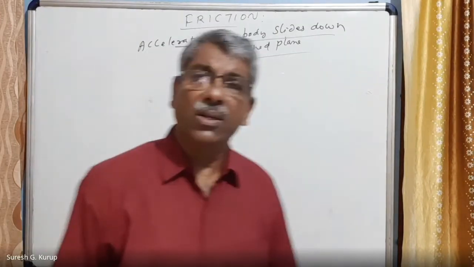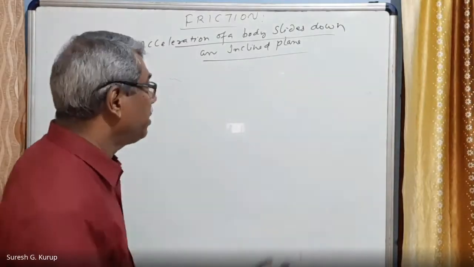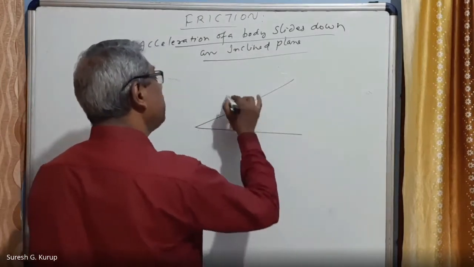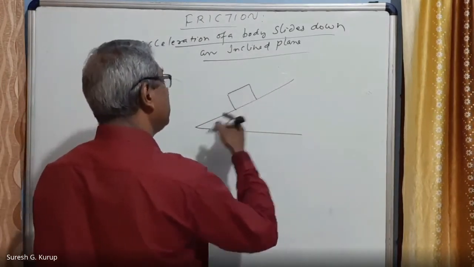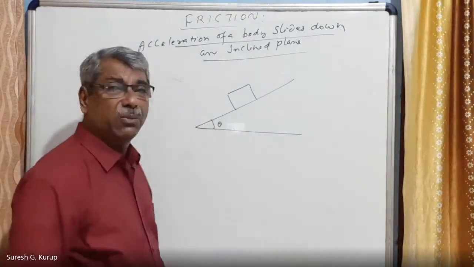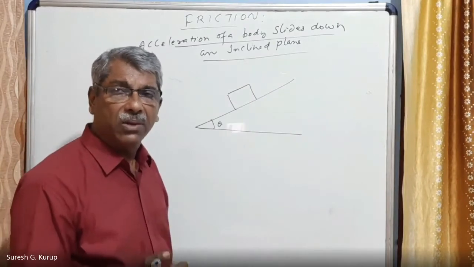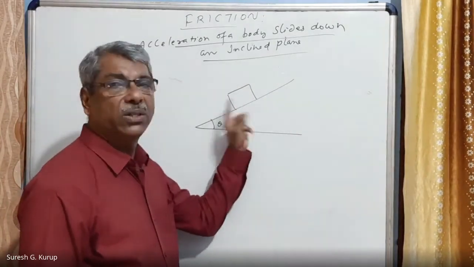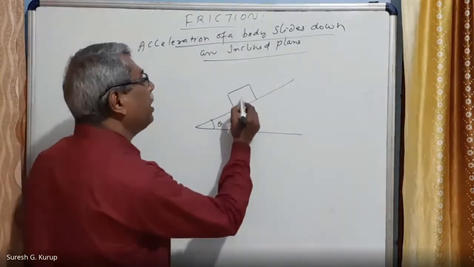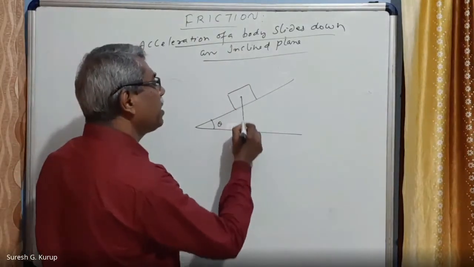So let us make a diagram, an inclined plane. I am again making an inclined plane like this. A body is kept over it. This is the angle of repose. The angle of repose is the maximum value of angle theta at which the body is on the verge of motion. This angle theta is the angle of repose. And various forces act like this.